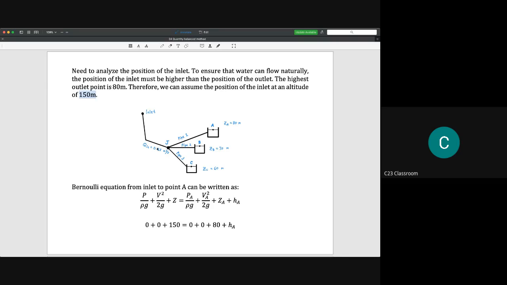For example, if we compare inlet and A here, we have pressure, velocity, elevation Z, and also the losses, HA. Then we assume that the inlet here is also from the tank, so it's open to the atmospheric pressure, so the pressure is 0. The velocity is 0 because we take the point at the surface level here. And the Z is 150, our first assumption of the elevation of the inlet. And then the elevation of A is equal to 80 meters, and we have a certain amount of losses.